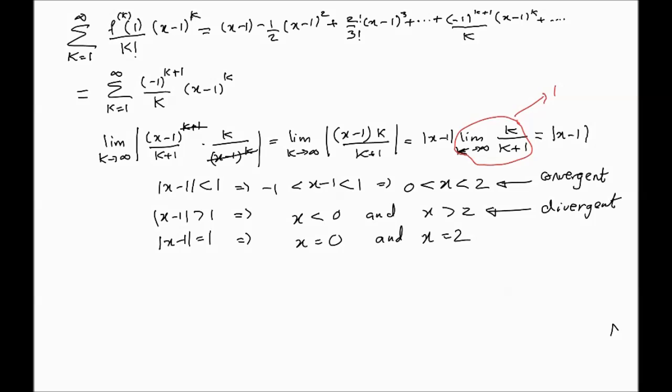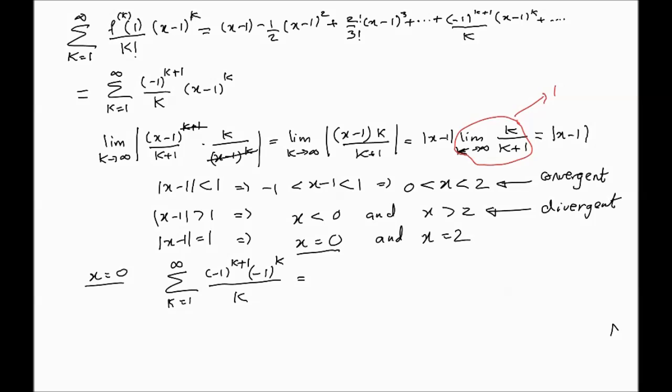Now the problem here is these have to be done individually, and what I mean by that is you have to substitute. Let's take x equals 0 first. If we take x equals 0, our power series becomes the sum from k equals 1 to infinity of (-1)^(k+1) times (0 - 1)^k, and all of this is divided by k, of course.